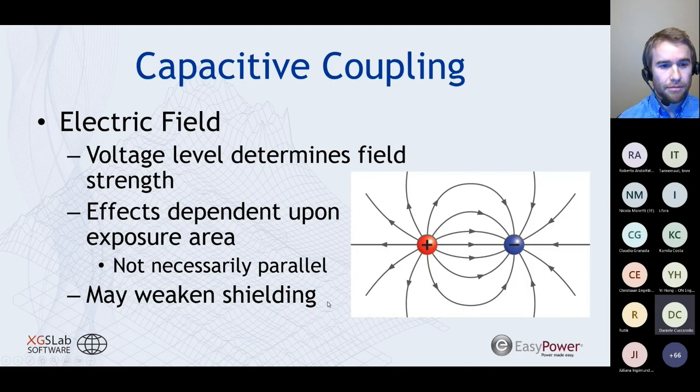Another coupling mechanism is called our capacitive coupling mechanism. This is based off of the electric field, so it's going to be dependent upon the voltage level of your transmission line. And it's really dependent on the affected exposure area of the metallic object that you might be coupling to, unlike the inductive coupling mechanism, which is really more for parallel conductors or parallel metallic objects.